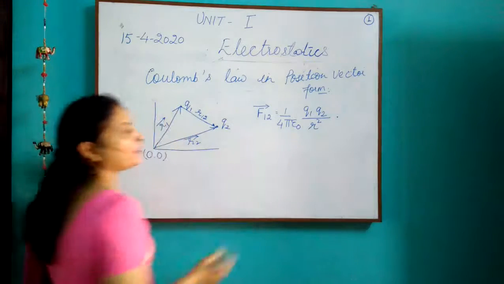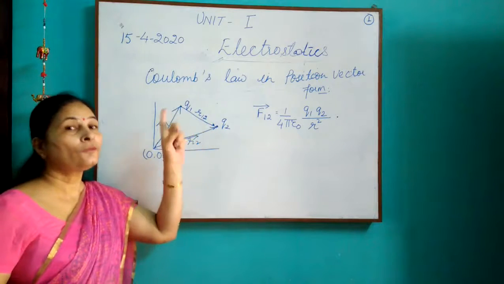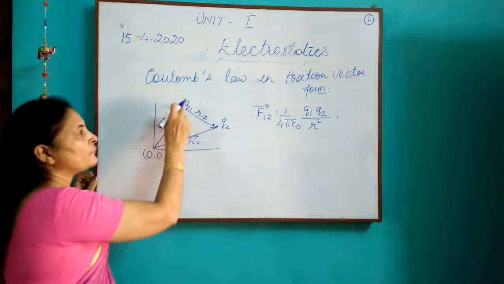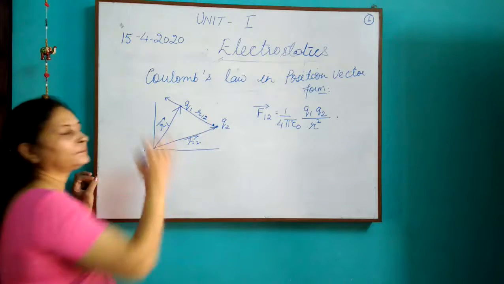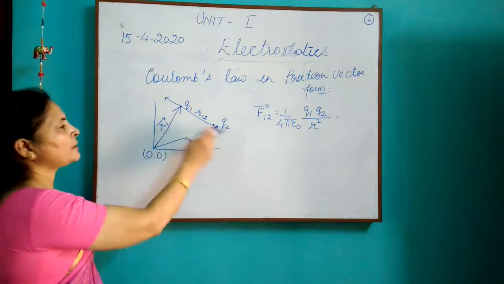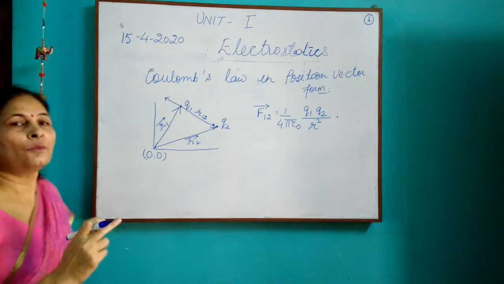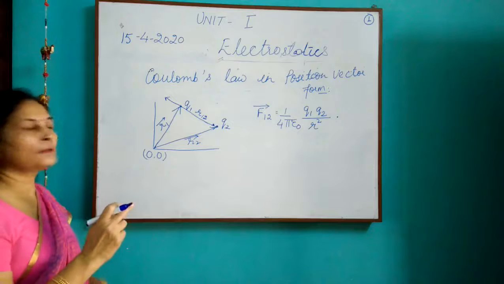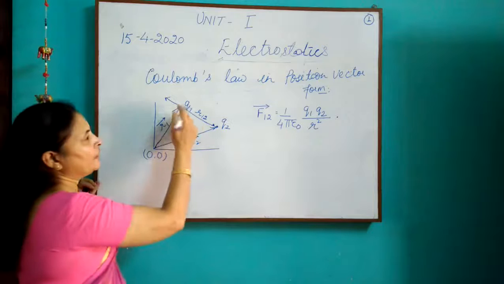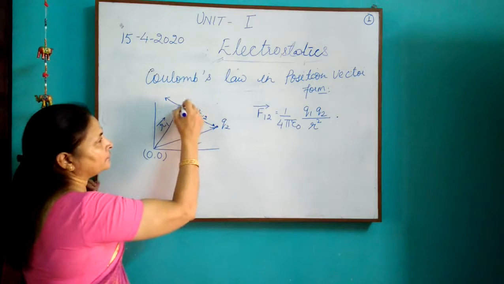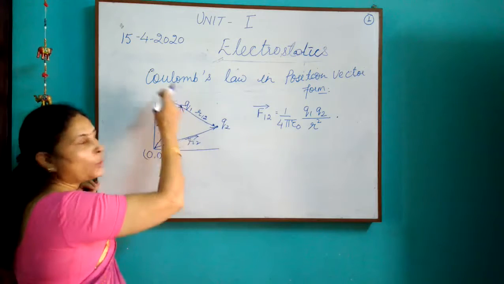Multiplied by a unit vector in the direction of force. Now what is the direction of force? Force on Q1 because of Q2 will be in this direction if both the charges are the same, that is positive charges or negative charges. So this is the case for similar charges. That means this is the direction. So R12 is having direction from 2 towards 1.